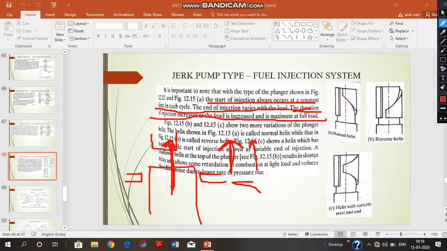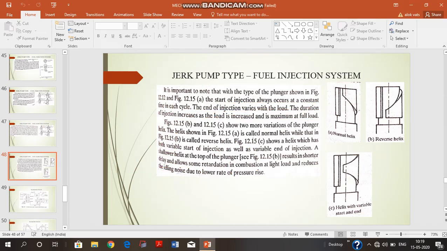Now how can we vary it? The greater the load, the greater will be the duration of injection, and vice versa. So what happens when it has a reverse helix? The reverse helix is like this, while the normal helix is like this. Reverse helix, normal helix, and this type of helix is a combination of the two. So what happens when such a thing occurs?